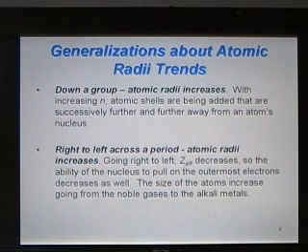As you go from right to left across a period, atomic radii increases. Going right to left, the effective nuclear charge decreases. So the ability of the nucleus to pull on the outermost electrons must decrease. The size of the atoms increase when going from the noble gases toward the alkali metals.